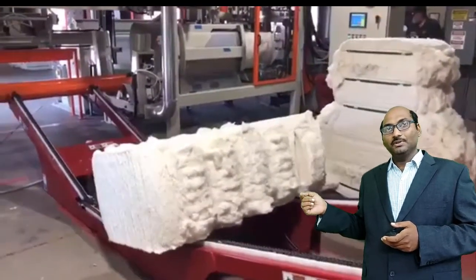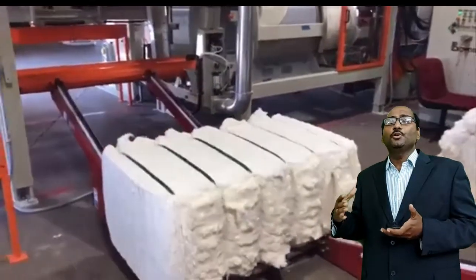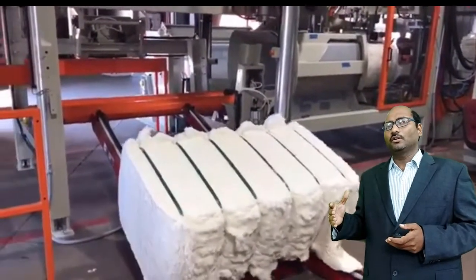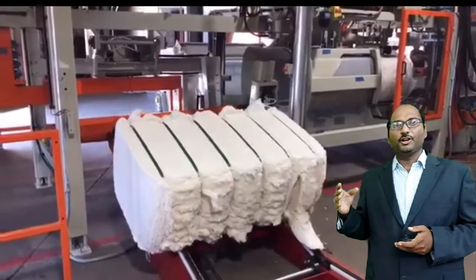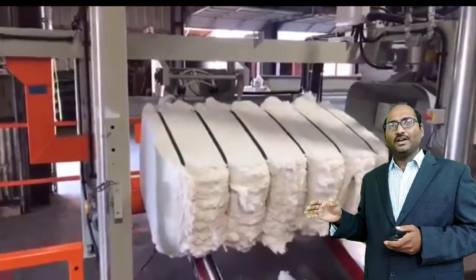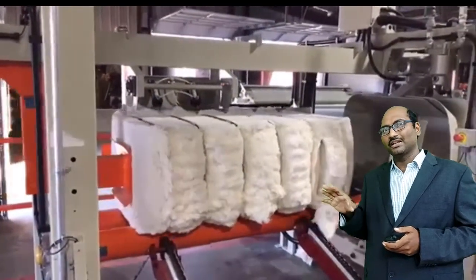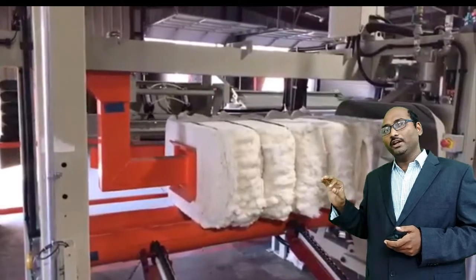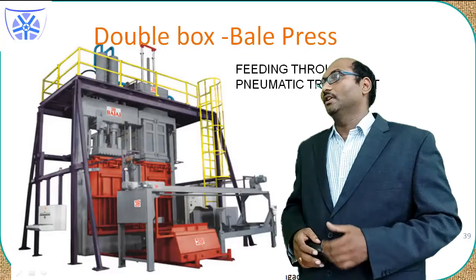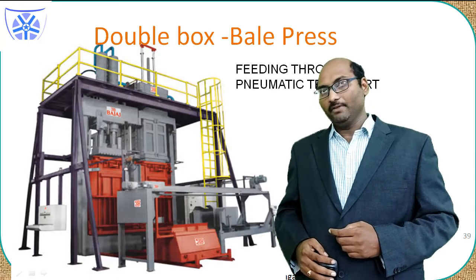So here, whatever this compressed bale is, it needs to be secured with some sort of polythene sheet or a gauze cloth or a non-woven cloth. Any of the other protective mechanisms should be given. Otherwise, what happens during the transportation? A lot of soiling is going to occur. Yes, I hope you understood from the video in a better way.